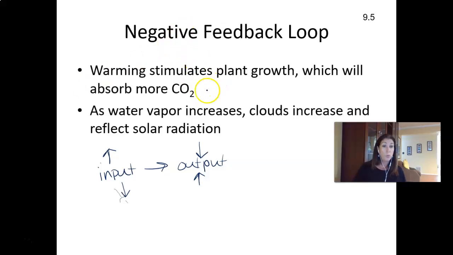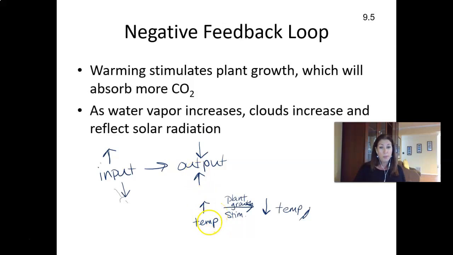So I want to use global warming as an example to teach both negative and positive feedback loops. If we have an increase in temperature, in a negative feedback loop the system would respond with a decrease in temperature. Here's an example of how this occurs in nature. Warming stimulates plant growth. As the temperature increases, plant growth is stimulated, and plant growth encourages more photosynthesis, and that decreases our temperature, and our feedback loop stops.